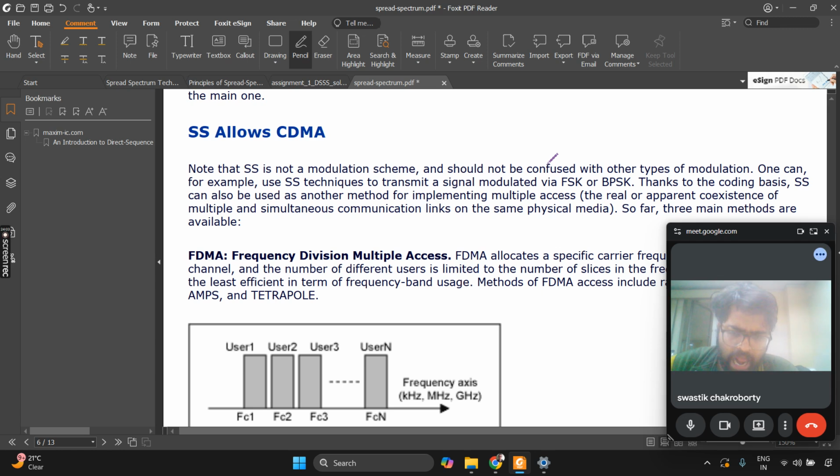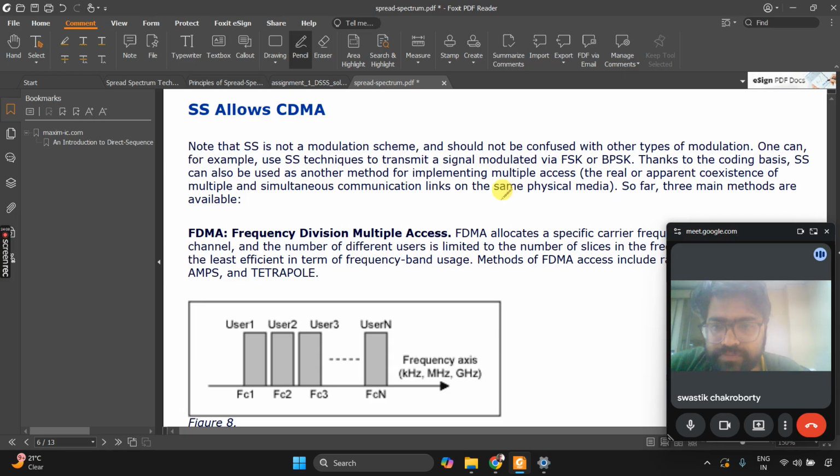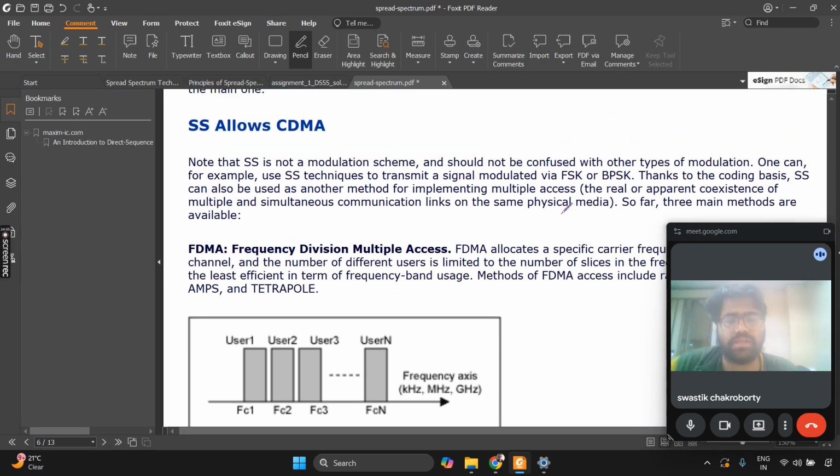Now, spread spectrum allows CDMA. Note that spread spectrum is not a modulation scheme. It is a spreading scheme. It is spreading the signal across the band, but it is not fundamentally changing the nature of the signals. But it can be used to implement one kind of multiple access that is called CDMA.